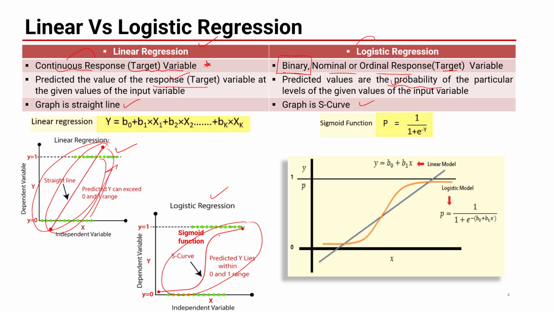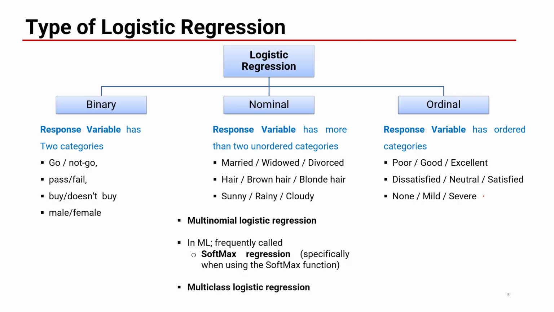For that we use a special kind of function, this S curve function known as the sigmoid function, which looks like this. With the help of the sigmoid function, we are able to restrict the response or probability to lie between 0 and 1. The sigmoid function is 1 over 1 plus e to the power minus y, where y is equal to the regression line, as you can see in this simple linear regression form.